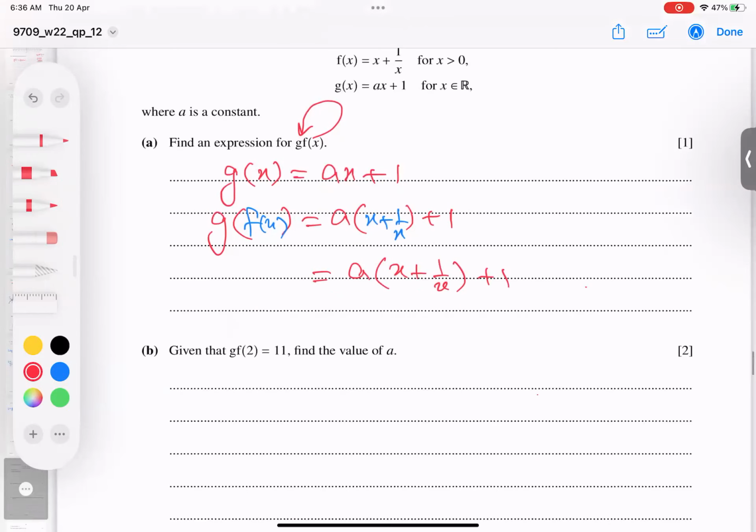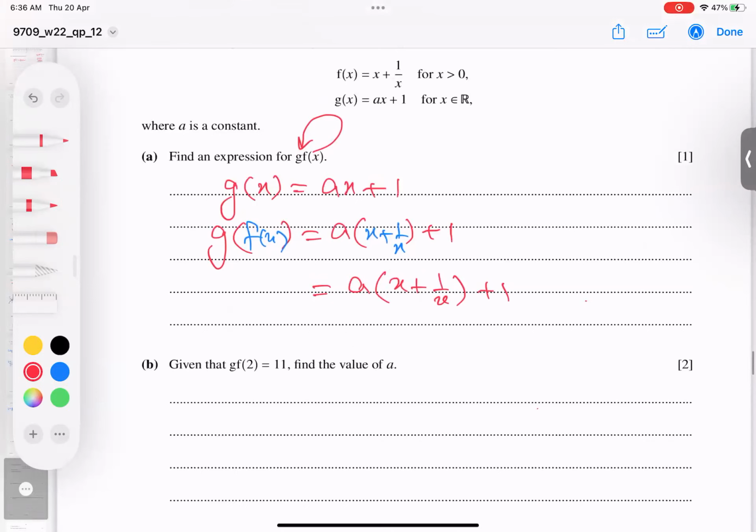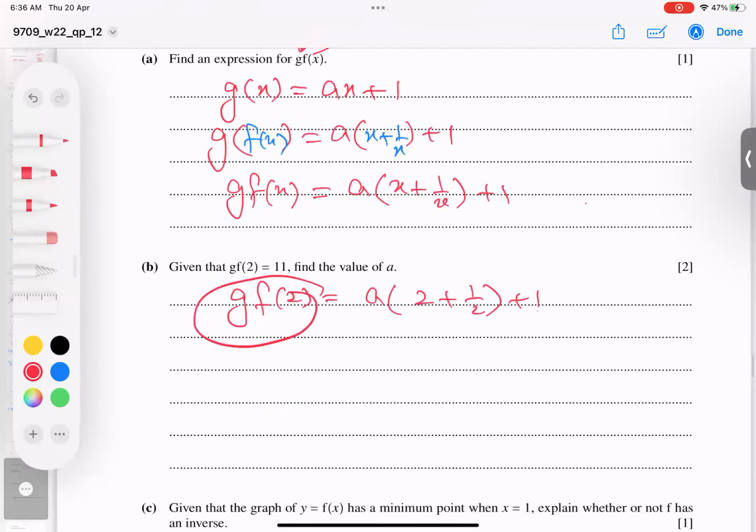Over. Next part. He is asking, this is almost the same thing, but in the place of x, he plugs in 2. So g f of x, 2 replaces each x. So I'm replacing a 2 plus 1 over 2 plus 1. And this whole thing equals 11. And this, take the LCM, 2 to the 4 plus 1, 5 over 2.